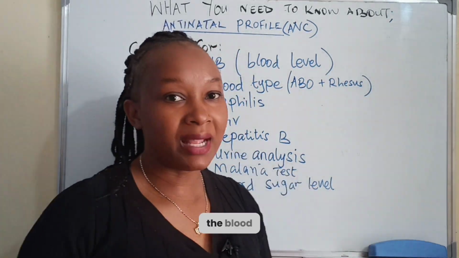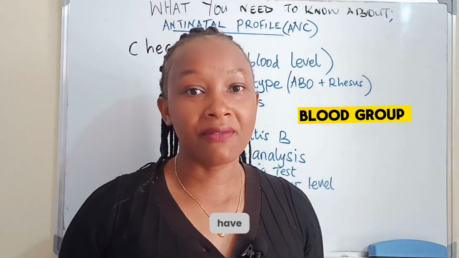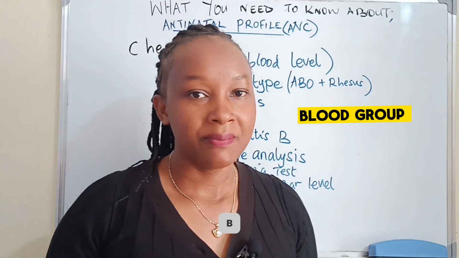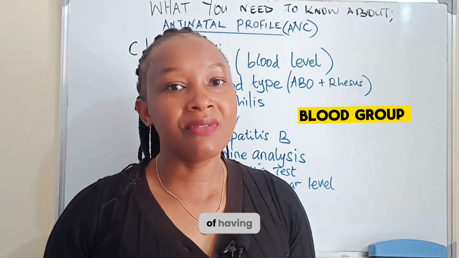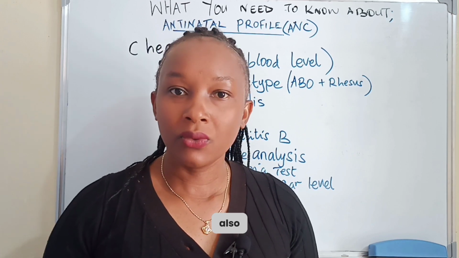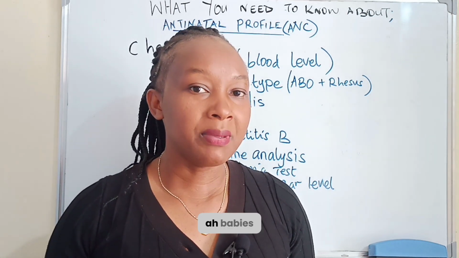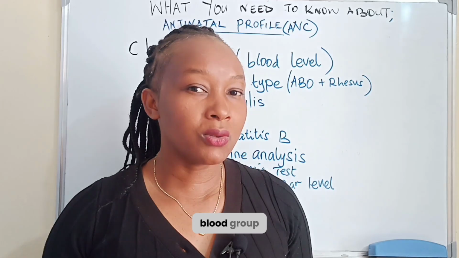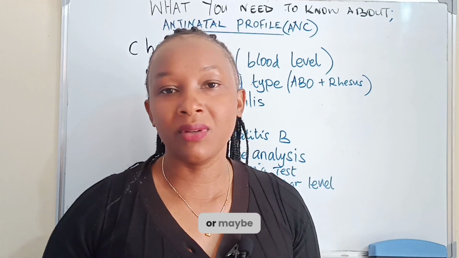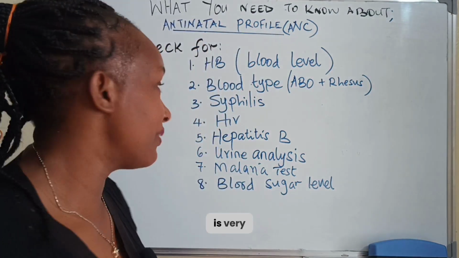The second thing we do is the blood type. That is a blood group, if you have heard of blood group. So we want to know which blood group you have. There are 4 blood groups: we have blood group O, A, B, and AB. The importance of knowing them is that at some point we may need blood. Also, to compare your blood group with your baby's possible blood groups. Your blood group could give an overview of what possible blood groups your baby could have. So this is very, very important.